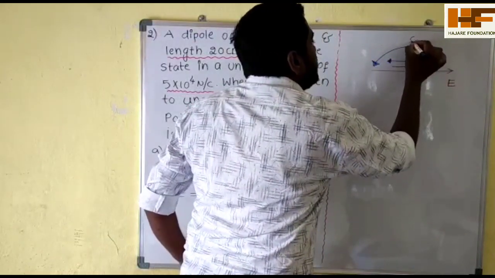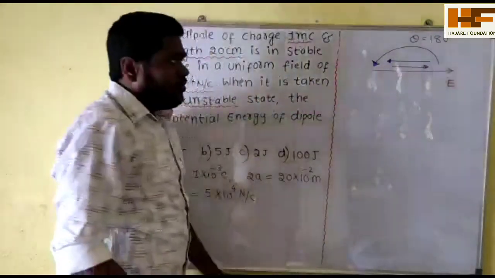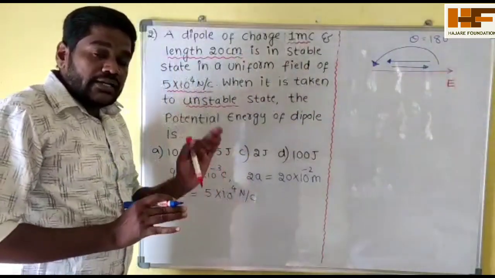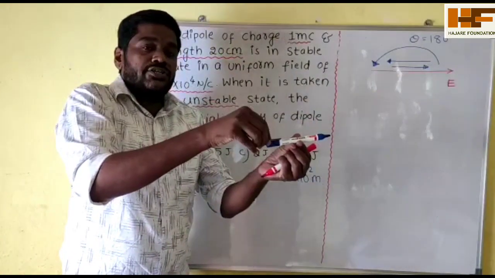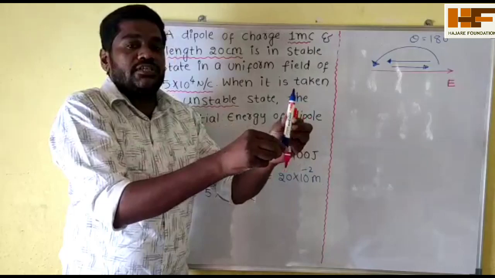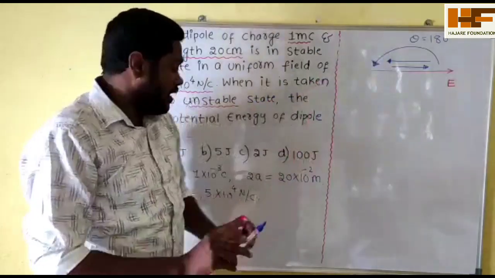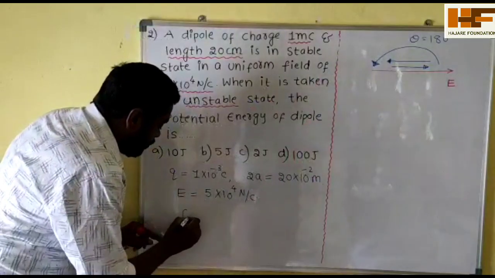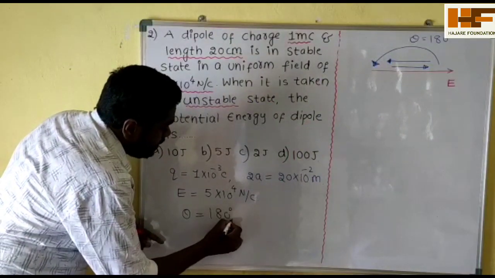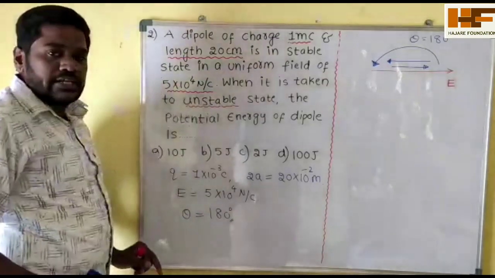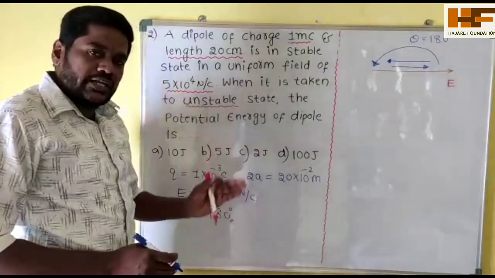The angle rotated, theta, is equal to what? 180. Therefore, whenever they mention unstable state, from the stable equilibrium condition we have to bring it in the opposite direction. That is nothing but the unstable state. We confirmed, therefore, theta is equal to 180. Why? Because it is in unstable state. Now write the formula and substitute all values, and we can get the answer.